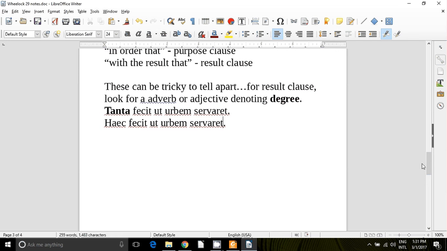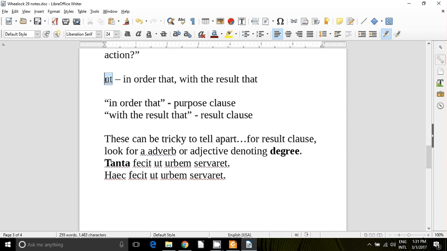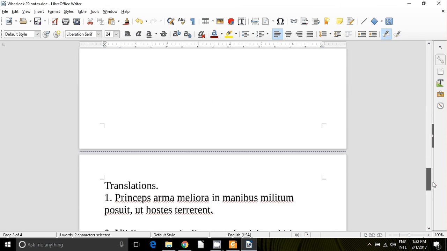It's nothing to get yourself too tied up in knots about. The translation work that we're doing in this class is not going to be that finely honed. You could just translate ut with that, and then you cover your bases, whether it's a result clause or a purpose clause. But since Wheelock did mention it, we'll go over it.